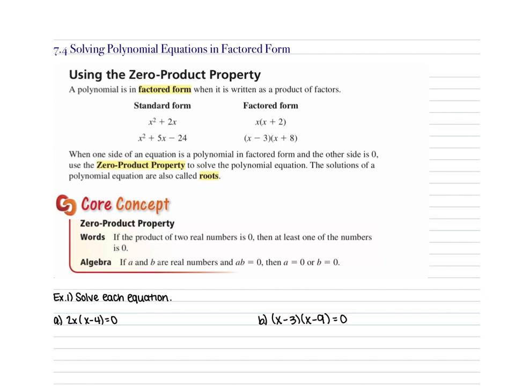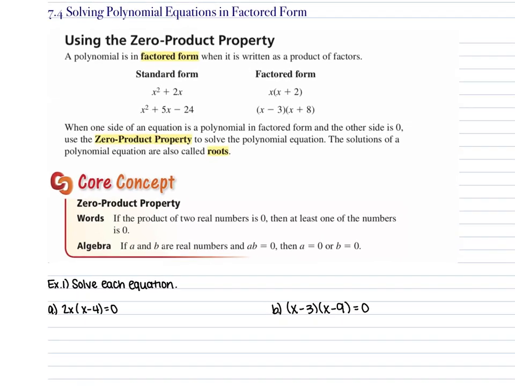Your standard form would be in the form of x squared plus 2x or x squared plus 5x minus 24. If that x squared plus 2x was factored, it would just be x times x plus 2. If the x squared plus 5x minus 24 was factored, it would be x minus 3 times x plus 8. You're going to be using your zero product property in order to solve all of these equations, which just means if it's in factored form, you set each part equal to 0 and solve for the variable.